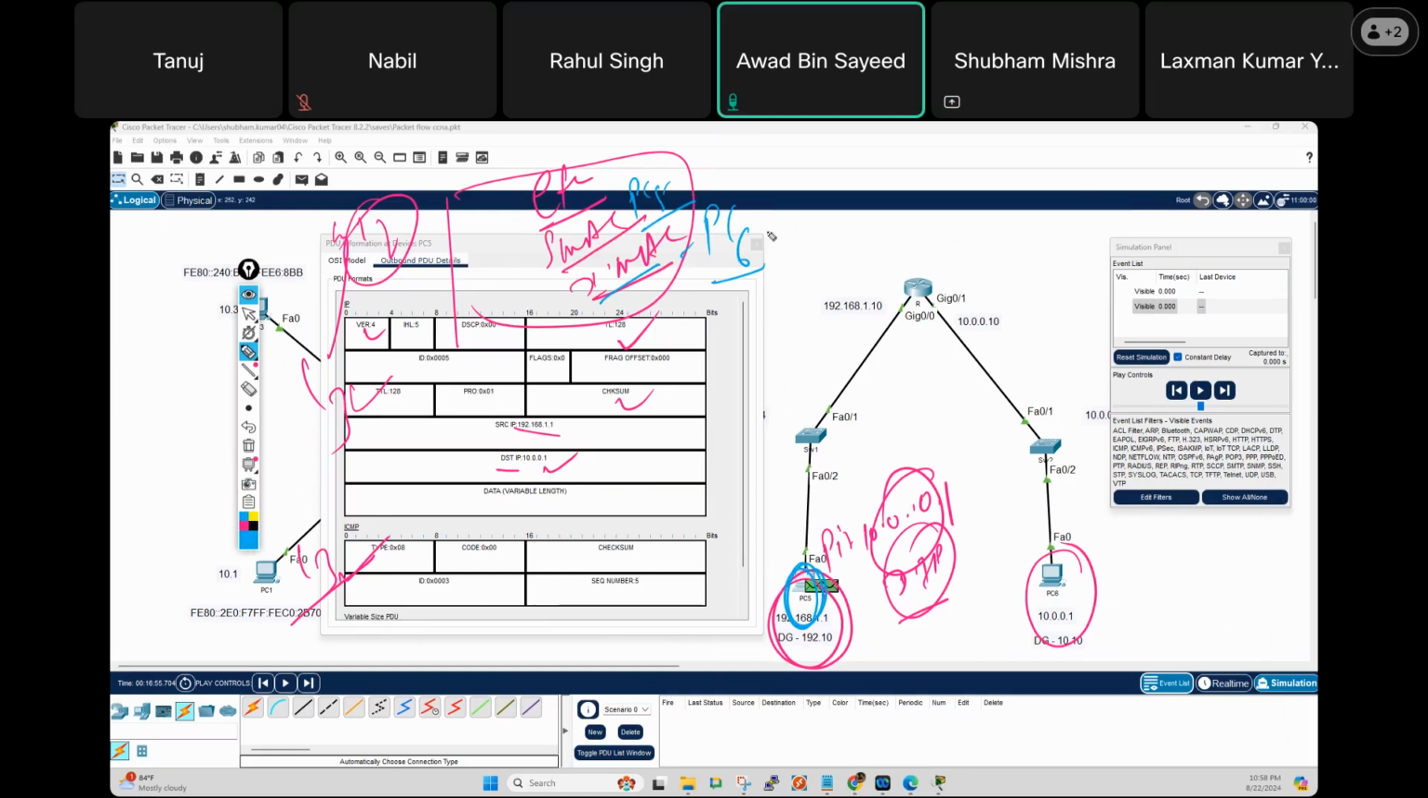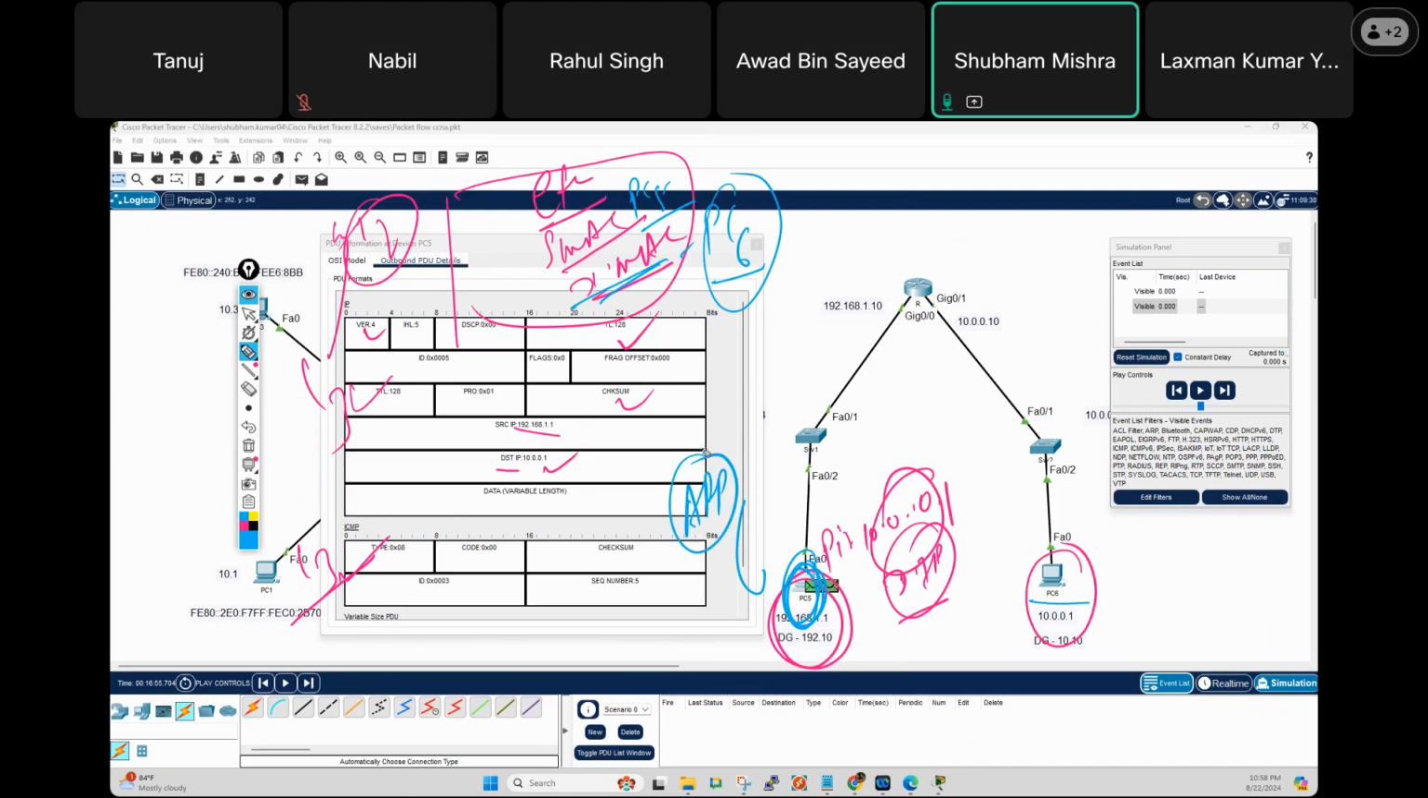In the first packet, there is no MAC address. Please tell me one thing: why will there be 0, MAC 0, 0 in the destination MAC address instead of PC number 6 MAC address? For example, PC number 5 doesn't know the MAC address of PC number 6. It means it generates which packet? ARP packet. Yes or no?